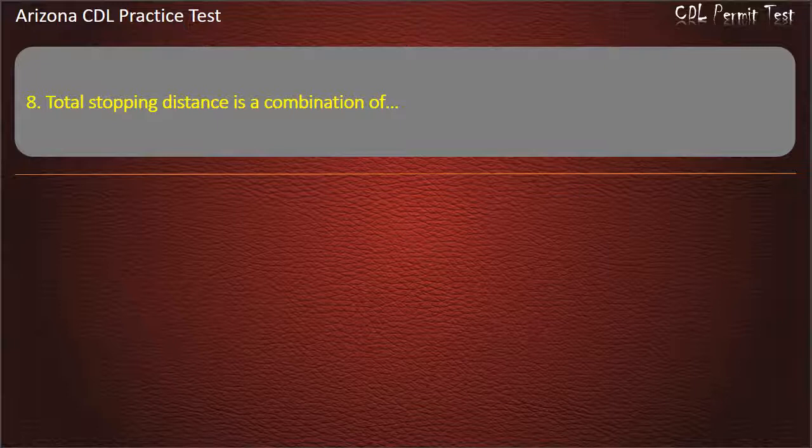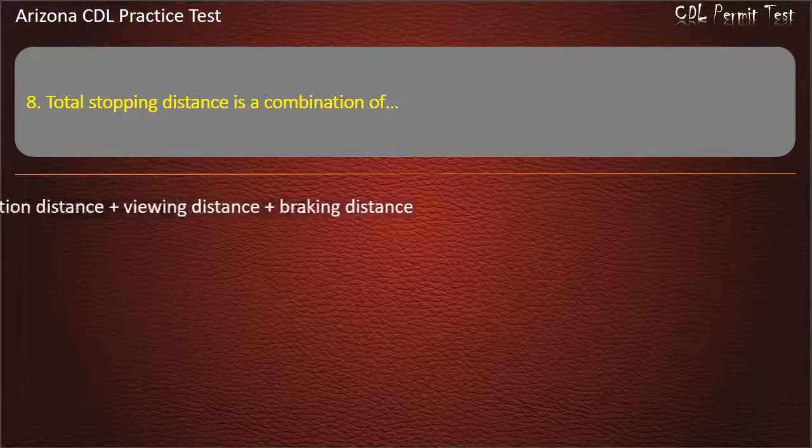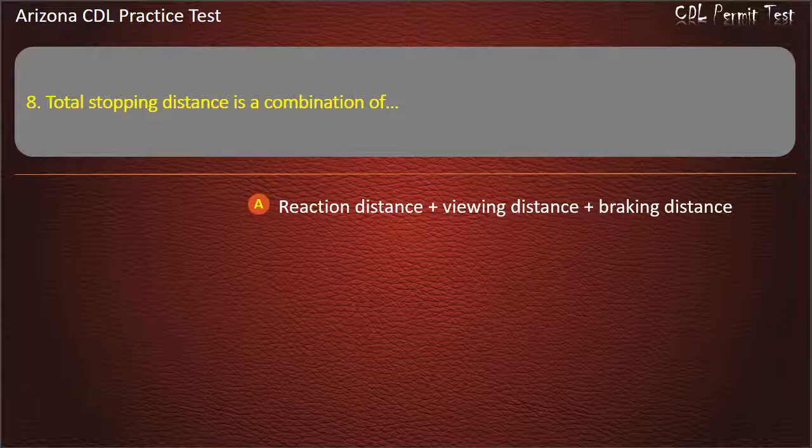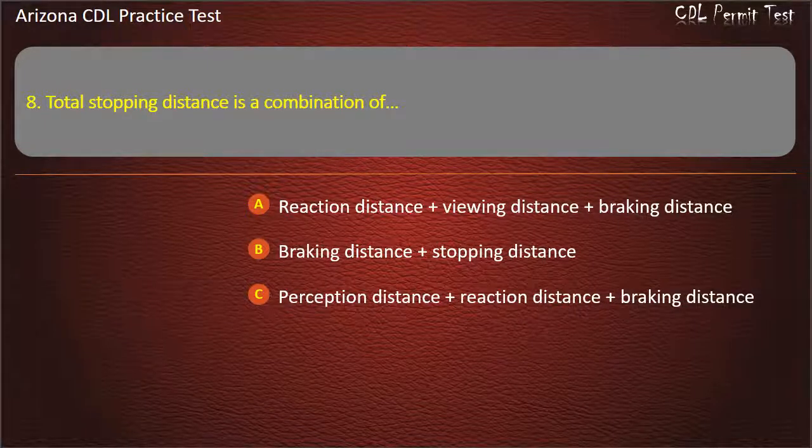Question 8. Total stopping distance is a combination of reaction distance plus viewing distance plus braking distance. Braking distance plus stopping distance. Perception distance plus reaction distance plus braking distance. Reaction distance plus braking distance. Answer. Perception distance plus reaction distance plus braking distance.